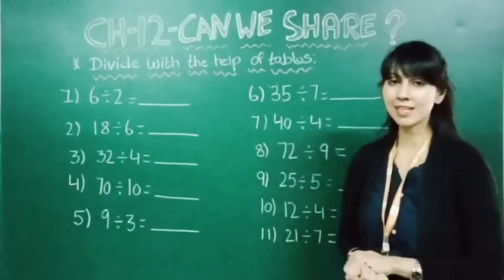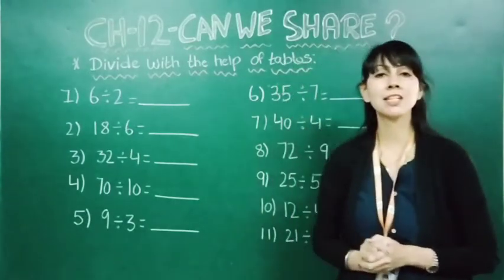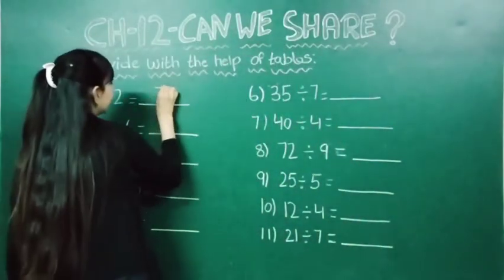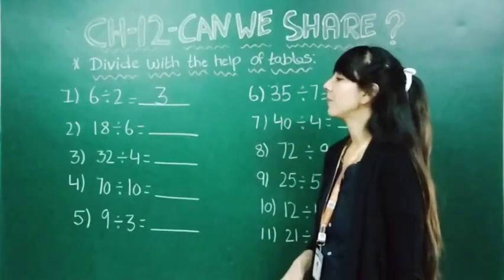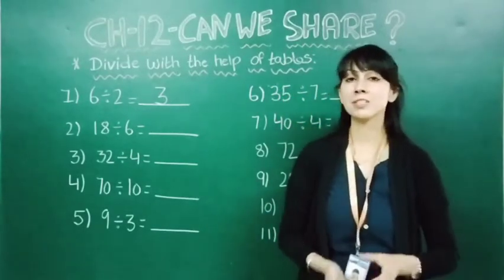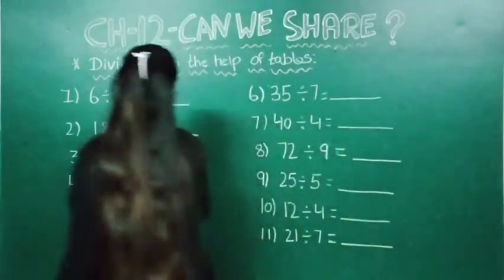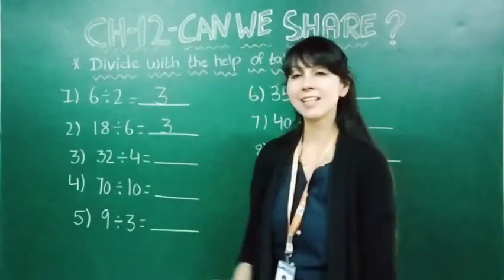This division. Yes. Now 6 divided by 2. Now when 6 comes in table of 2, yes, 3 2s are 6. So here we will write 3. Yes. Now 18 divided by 6. Now when 18 comes in table of 6, yes, 6 3s are 18. So here it will come 3.